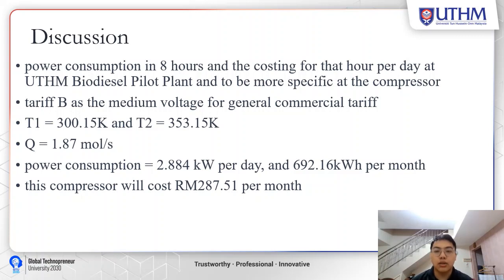So according to the tariff B, the compressor will cost 287.51 ringgit per month. And by comparing the power output and the input, we are able to obtain the efficiency of the compressor, which is 13%. The energy loss may be due to the heat dissipated to the surroundings.